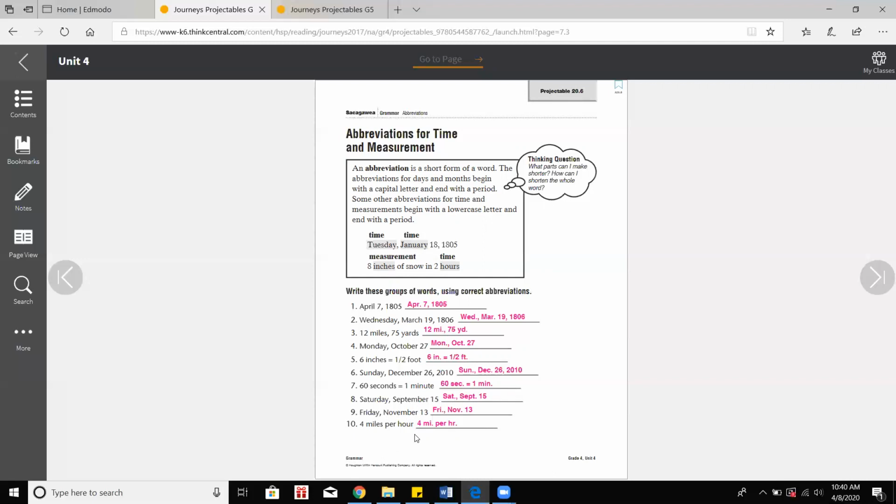For miles and hour, again, you don't have to distinguish between singular and plural. They have the same abbreviation. Okay, so for miles, you have lowercase m-i and a period, and for hour, you have lowercase h-r and a period. Okay, so that's it for abbreviations for time and measurement.